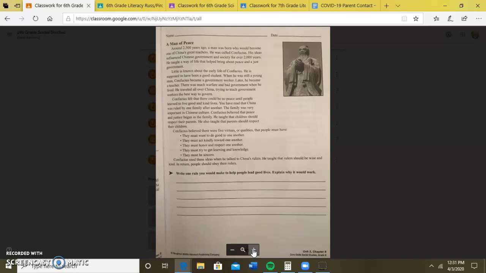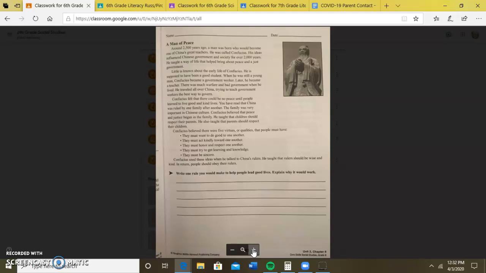You have read that China was ruled by one family after another. The family was very important in Chinese culture. Confucius believed that peace and justice began in the family. He taught that children should respect their parents. He also taught that parents should respect their children.